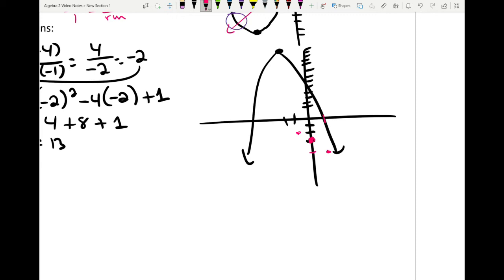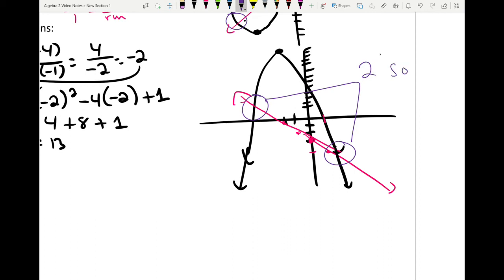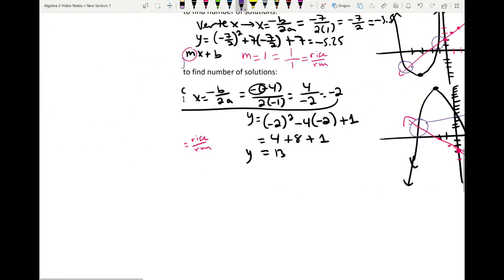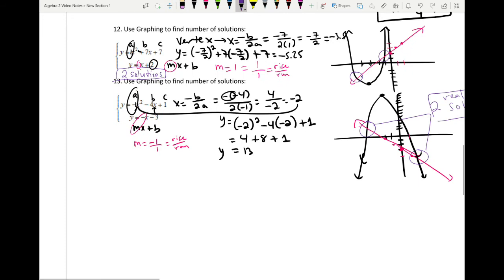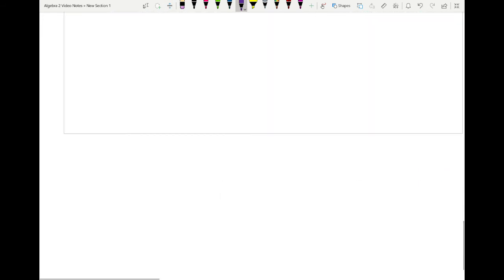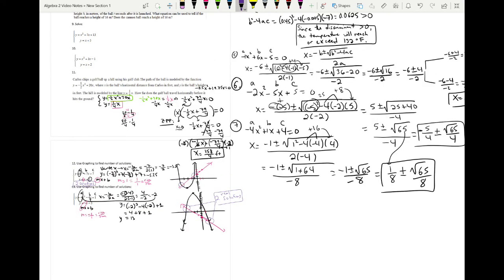All right, so then we can do our graph. Like I said, it doesn't have to be very detailed. You can clearly tell that if you extend this parabola this way and this way, it's going to cross at 2 spots. So again, we have 2 real solutions. And that's all there is to it. You just have to figure out the number of solutions. You don't have to figure out exactly what the solutions are.